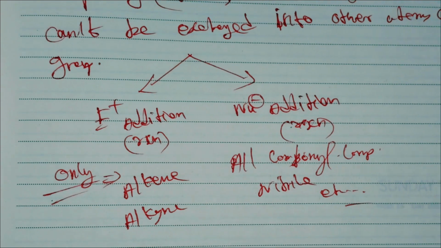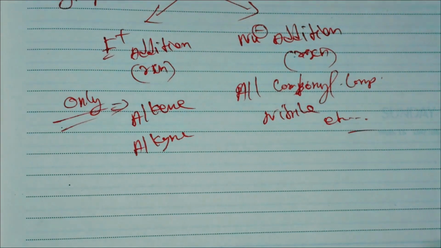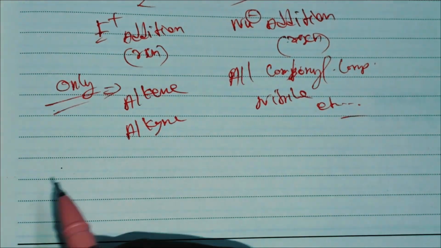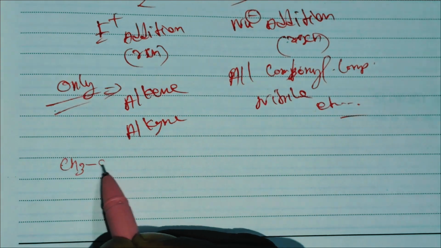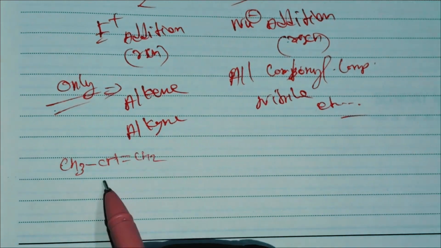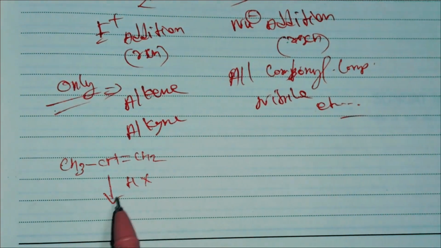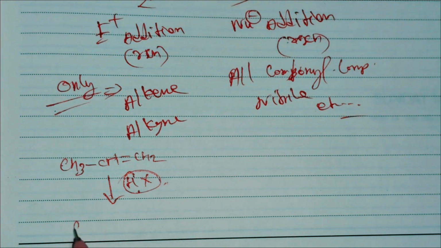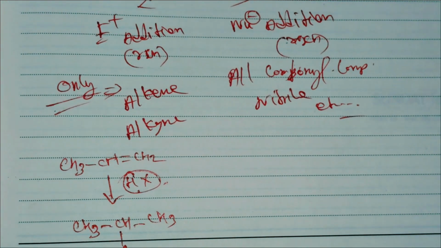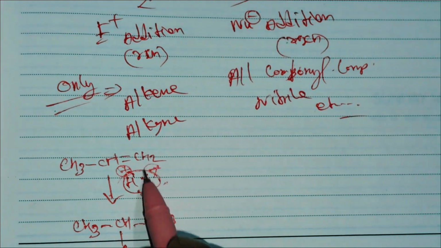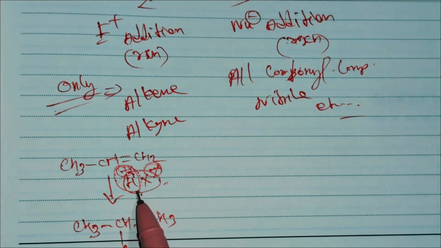So these are examples of the nucleophilic addition reaction. For example, the first one is an electrophilic addition reaction. There's CH3, CH double bond CH2. We add HCX, where HCX is a halo acid. The product is CH3, CHX, CH3. Actually, this HCX separates into H plus and X minus. This H plus behaves as an electrophile.